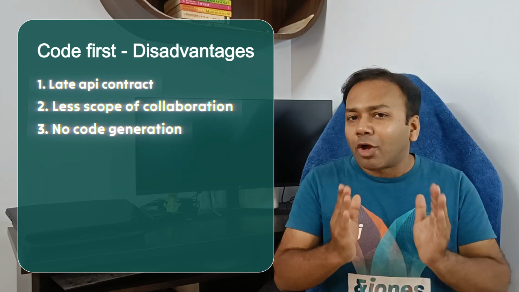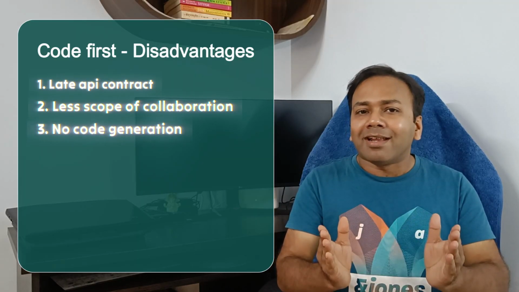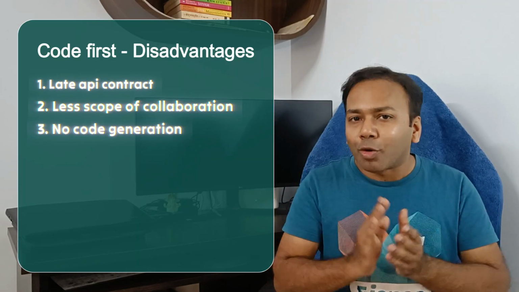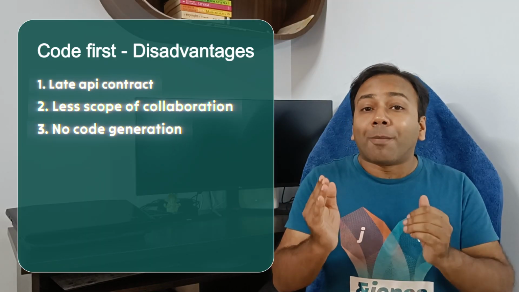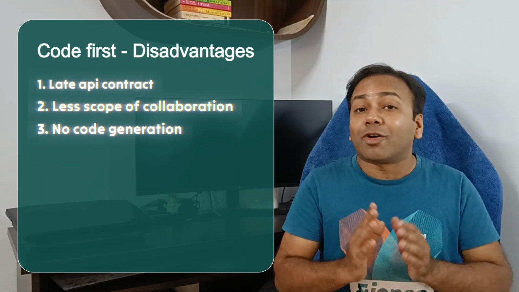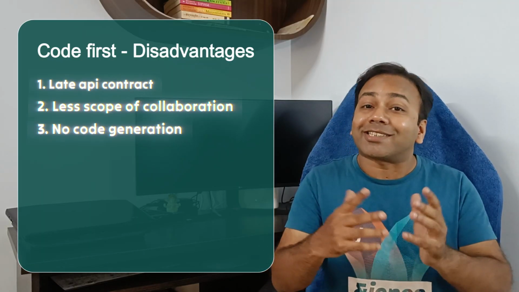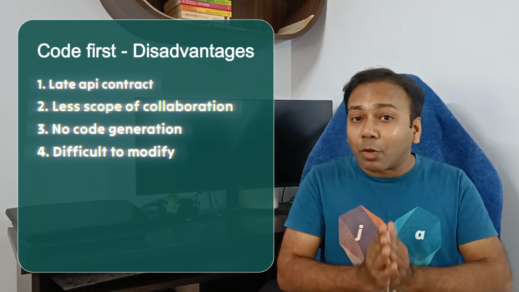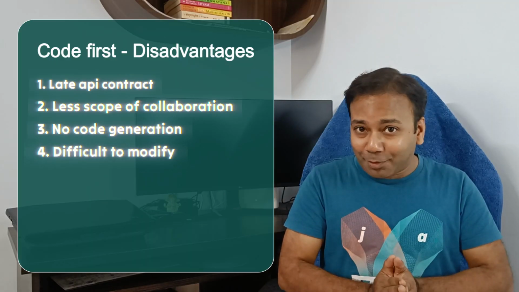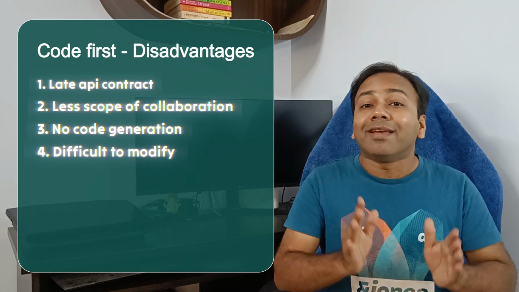Third, because we will be generating documentation right from our code base in code first approach, you don't have scope for code generation, because everything you will be doing, right? So that's common sense. You won't have the option to generate code in case of code first approach. You are the one who will be generating code.